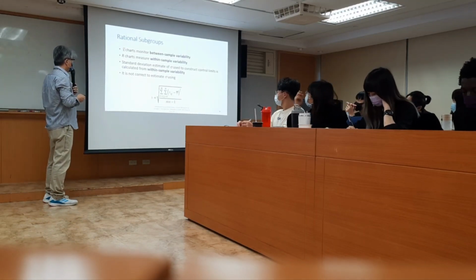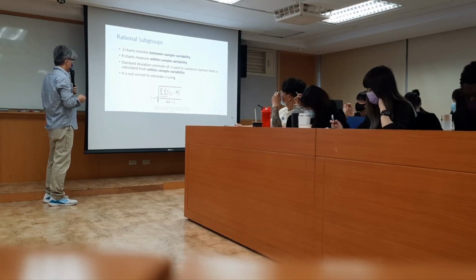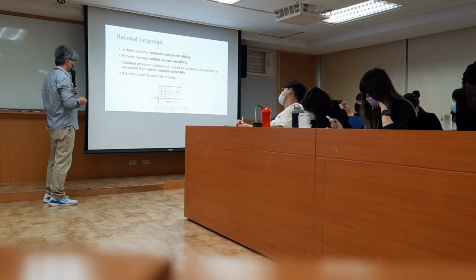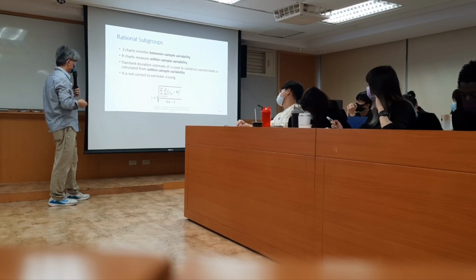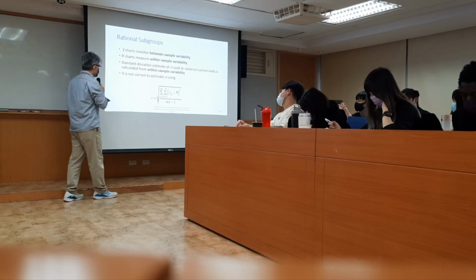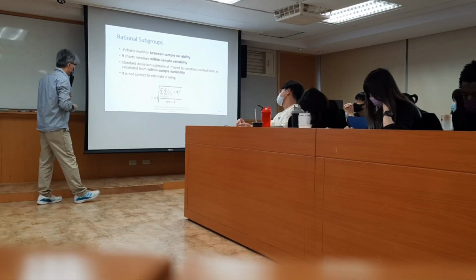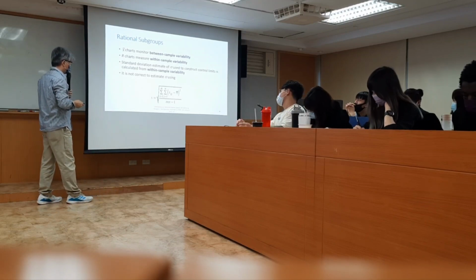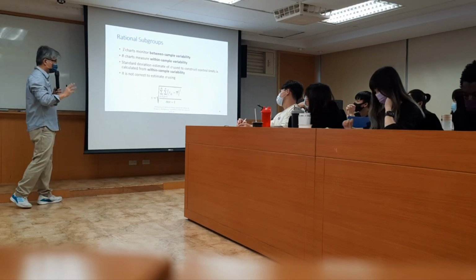So R is used to measure within. X bar is used to monitor between. The standard deviation estimate of the sigma used to construct the control limit is calculated from the within sample variability. So it is not correct to assess sigma using this. It's totally not correct.